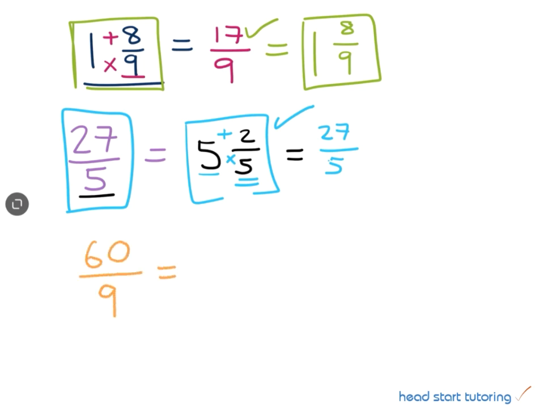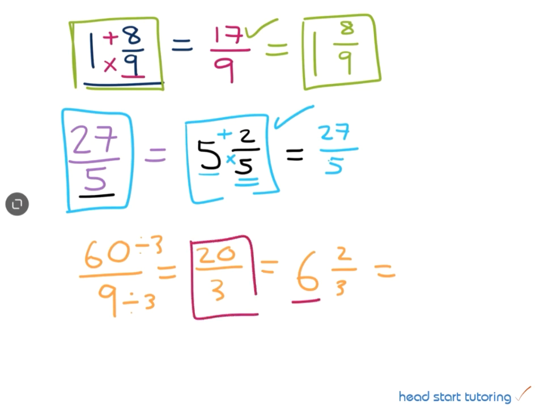Let's have a look at 60 over 9. 60 over 9, firstly, can be divided by 3. It can be simplified because we can divide both 60 and 9 by 3. So 60 divided by 3 is 20, 9 divided by 3 is 3. So 20 over 3 is equal to 3 into 20 goes 6 times. 6 times 3 is 18. The difference between 18 and 20 is 2. So we end up with 2 over 3.